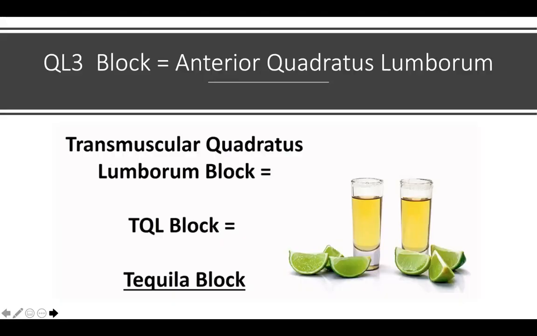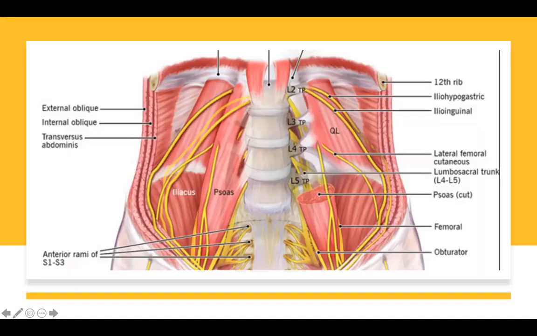Coming to another important type of block, which is described by Professor Borglum, and this is the anterior quadratus lumborum or transmuscular quadratus lumborum or TQL block, also known as the tequila block. And here the drug is deposited between the psoas muscle and the quadratus lumborum muscle. So in between psoas and quadratus lumborum, here on the anterior side, we see many nerves, and the drug is deposited over the thoracolumbar fascia.